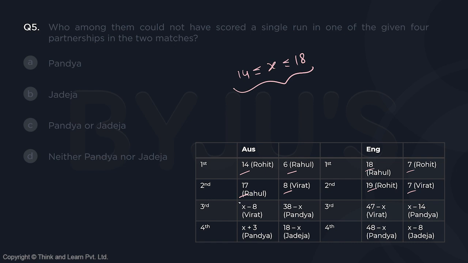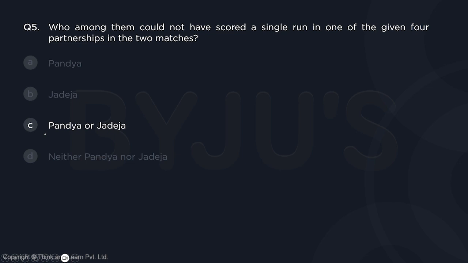Can x minus 8 be 0? No. Can 38 minus x be 0? No. Can x plus 3 be 0? No. Can 18 minus x be 0? Yes. If x is 18, this can be 0. And this x minus 14 can be 0. 47 minus x can't be 0. So Pandya and Jadeja are the two people, they both can be 0. So my answer for this question is option C, that Pandya or Jadeja could have scored 0 runs over here, not even a single run.